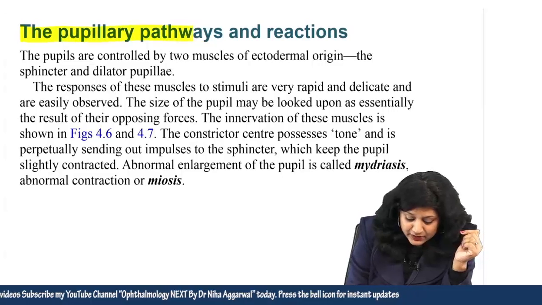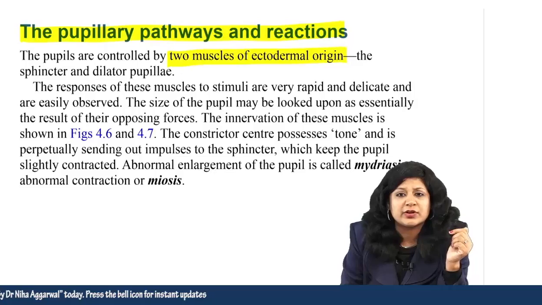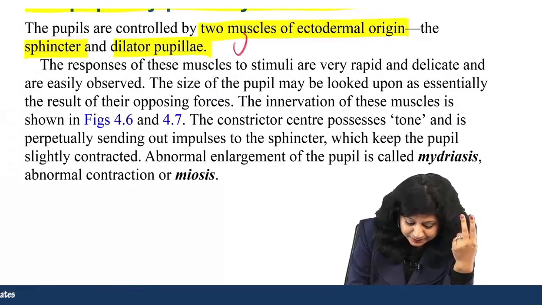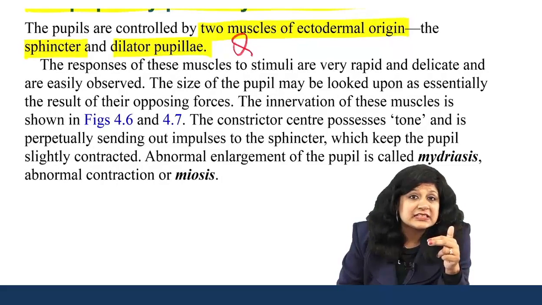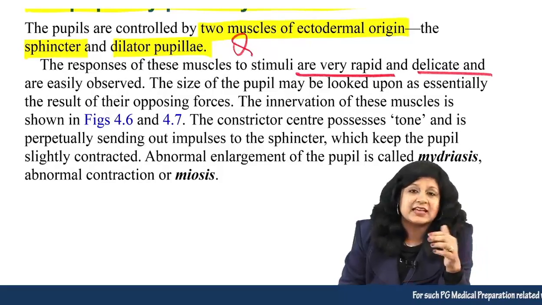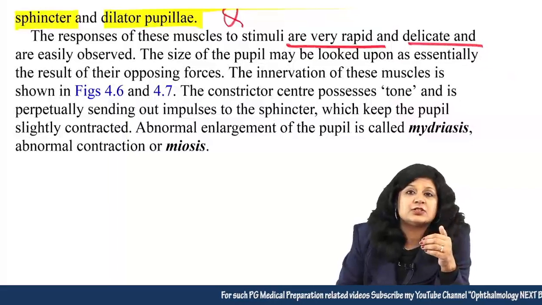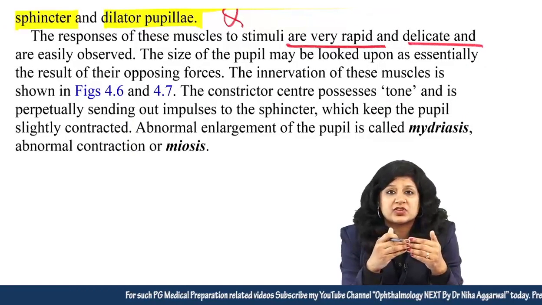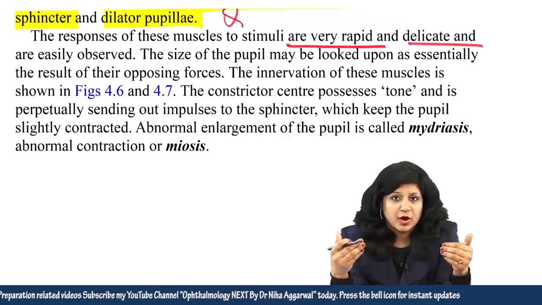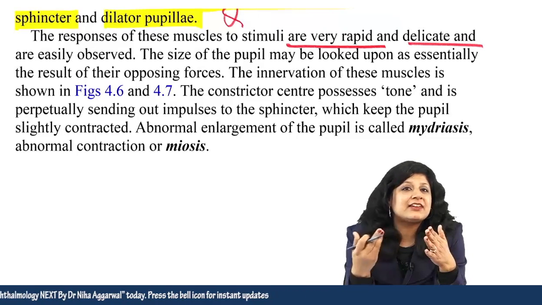In the pupillary pathways and the reactions, we know that the pupils are controlled by two muscles which are of ectodermal origin. So our focus will be the two muscles, the sphincter pupillae and the dilator pupillae, right? Now, the responses of these muscles to stimuli are very rapid and delicate, and they are easily observed. The size of the pupil may be looked upon as essentially the result of opposite forces, because the forces acting through the sphincter pupillae and the forces acting through the dilator pupillae are literally opposite. It's just like a tug of war. Whoever is winning is the real effect that is given.